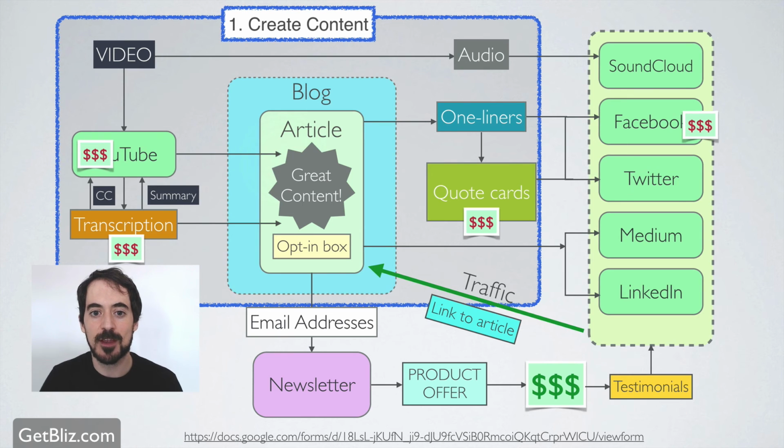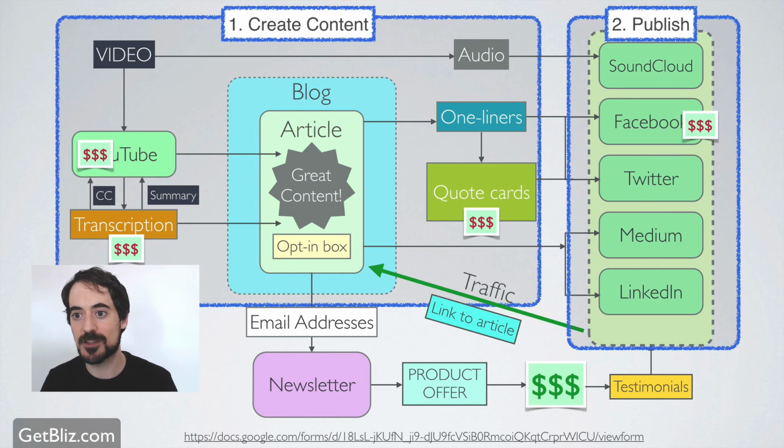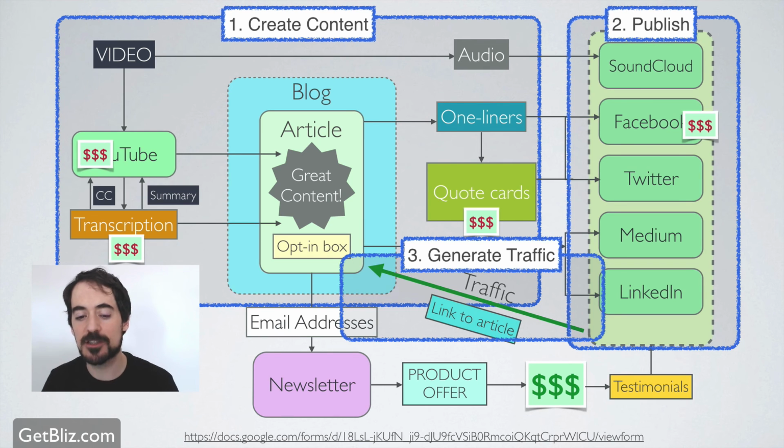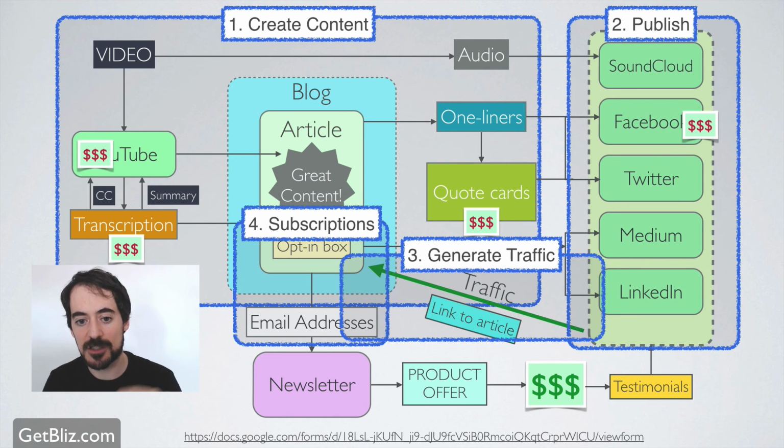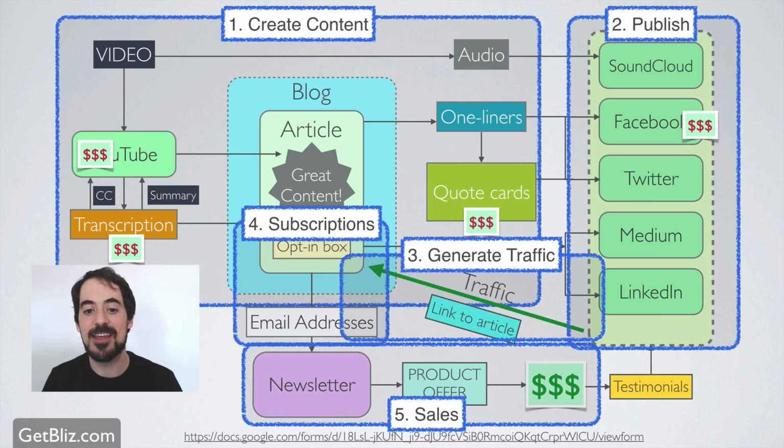So going back to those 5 steps from the overall picture of Dan Martell's Authority Engine, remember, first you have to create great content, which is shown in this area. Then you're going to publish that great content on all these social media platforms. That's going to generate traffic. That's going to generate subscriptions. And those subscriptions are going to generate sales.